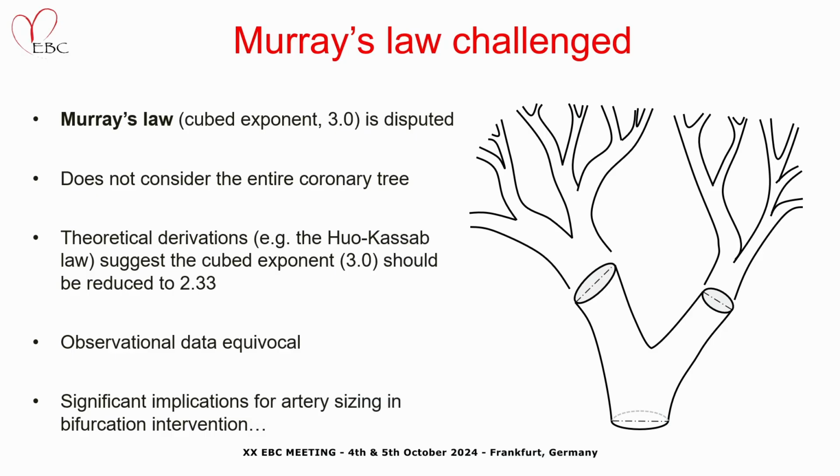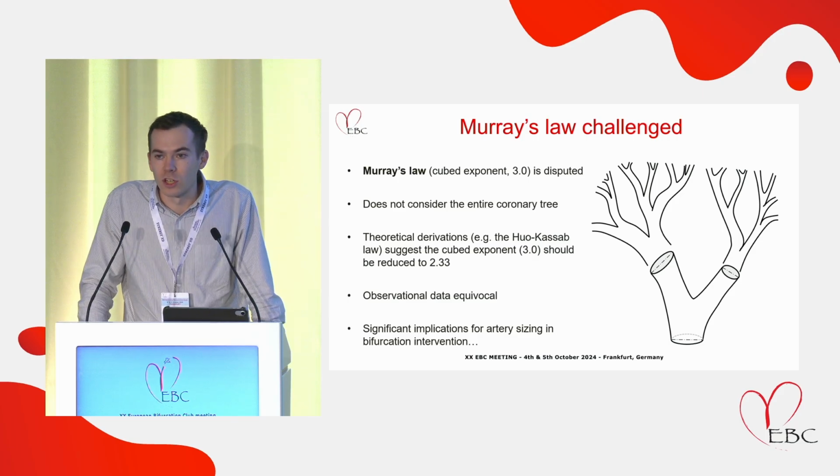However, despite having stood for almost 100 years, recently Murray's law has been challenged, particularly that cubed exponent of 3. Murray's original law considered only a bifurcation in isolation, but newer theoretical work by Huo and Kassab, which considered the distal resistance of the entire coronary tree, suggested that that cubed exponent should actually be reduced to 2.33. And observational data quantifying Murray's exponent is somewhat equivocal.